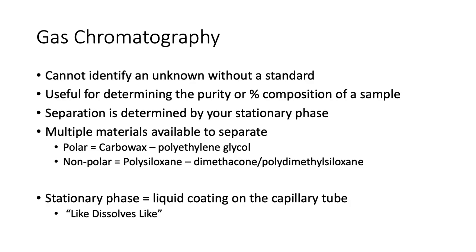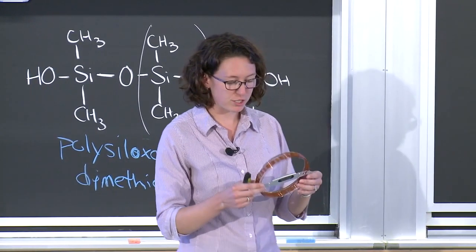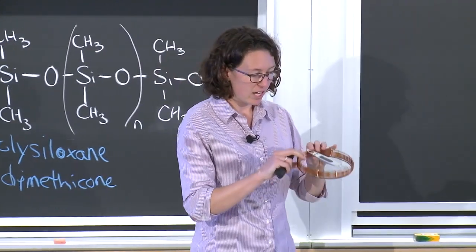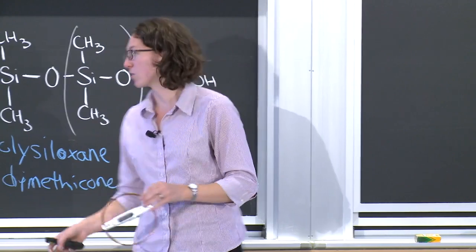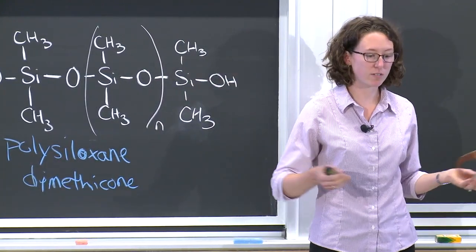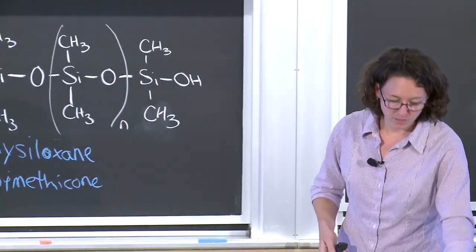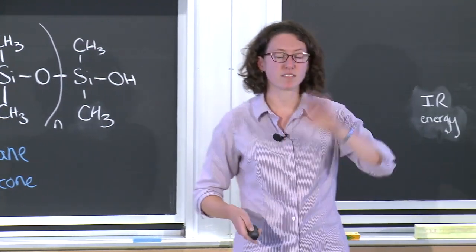So when you're using GC chromatography, you want to make sure that you pick a stationary phase that matches the type of compound that you're separating. So we're going to use this nonpolar one because our compounds are relatively nonpolar. But you'll see it used extensively in other applications.